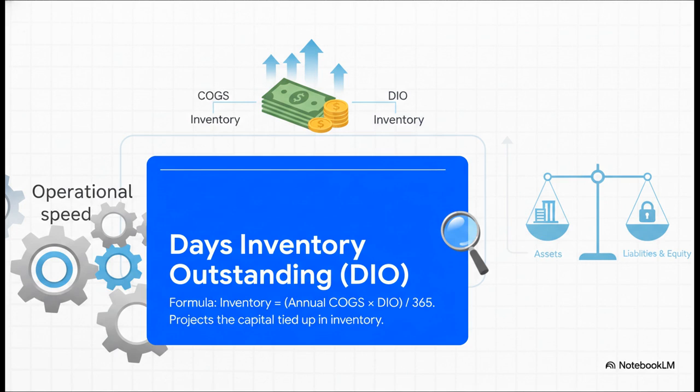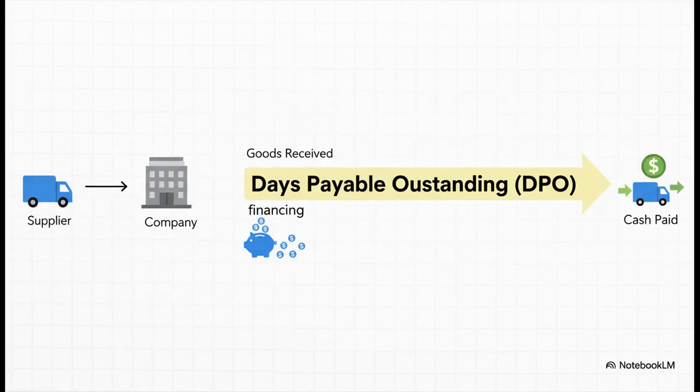It's a direct link between how fast we move product and what our balance sheet looks like. And finally, we have DPO, or Days Payable Outstanding. This is the other side of the coin. It measures how long we get to use our suppliers' money before we have to pay our own bills. So, a higher DPO means we're effectively getting a short-term interest-free loan from our suppliers, which is pretty handy.